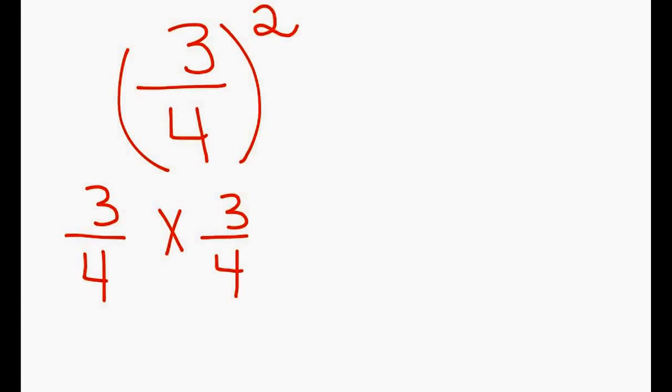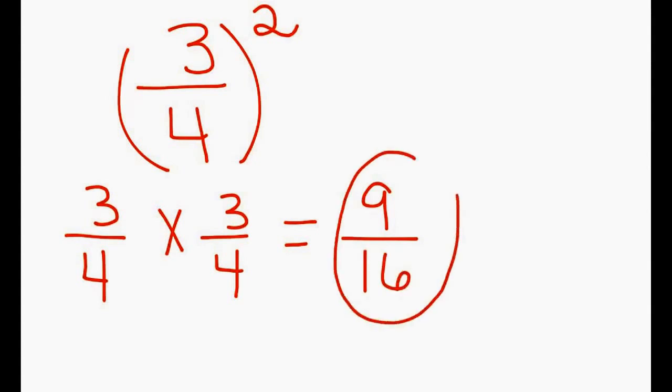And now let's solve it. To multiply fractions, we multiply the numerators straight across, get 9. And then the denominators, 4 times 4 equals 16. So there is standard form.